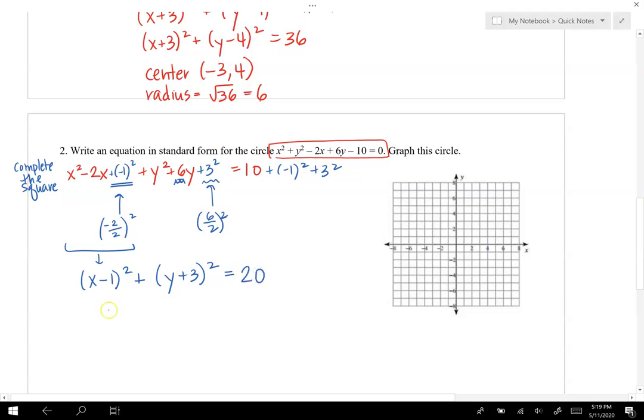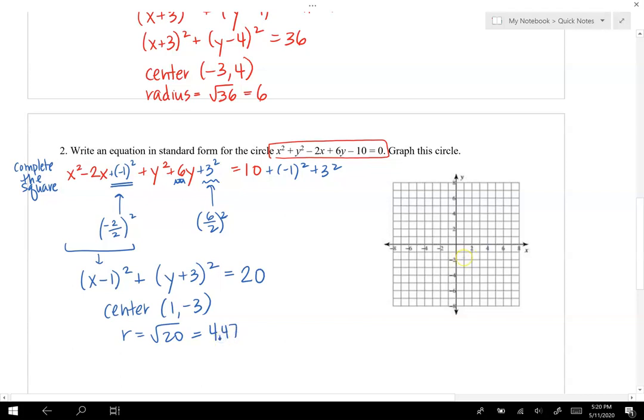equals 20. And then I have to graph it. But before I graph it, you still need to find the center and the radius, even if I didn't ask for it. So since the square root of 20 isn't a nice number, I'm just going to ask you to round to 2 decimal places and then graph it from there.